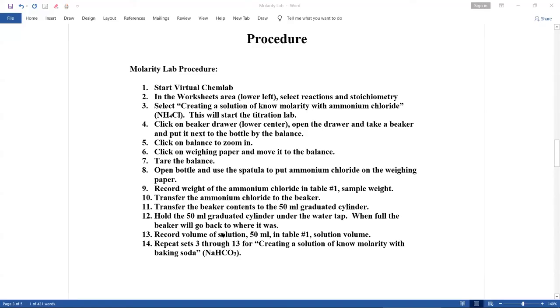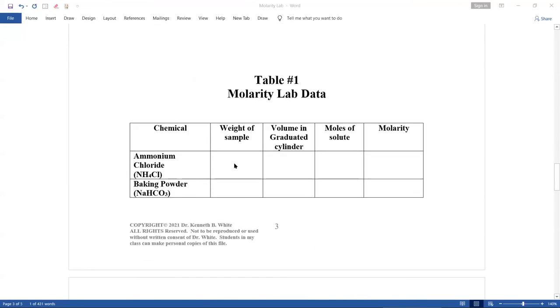And that's what I have here in the instructions. I don't think I have take the cap off, but I showed you in the video. All right, for the ammonium chloride, you would have gotten the weight of the sample, the volume here, and I'm going to help you out, would be 50.